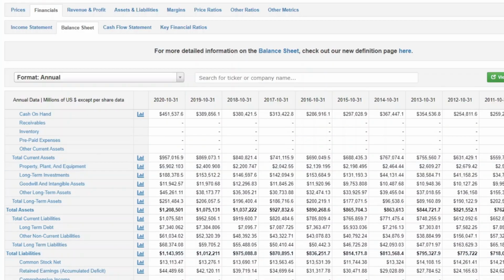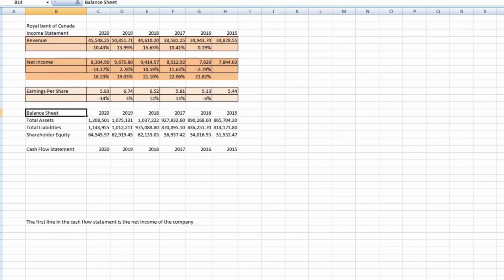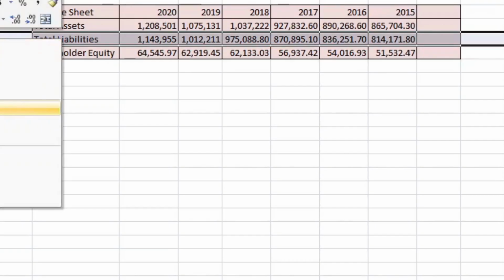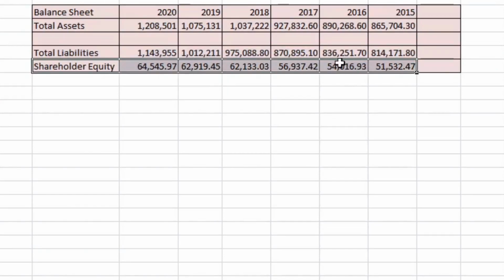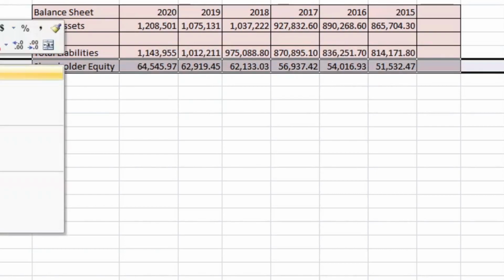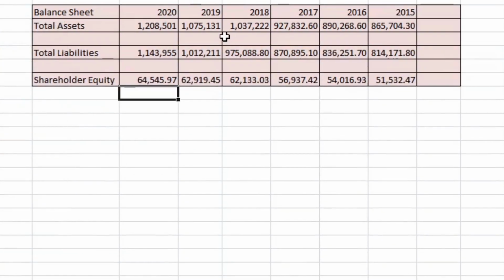There are three major figures that we have to understand in the balance sheet: the total assets of the company, the total liabilities of the company, and of course the shareholder equity. These are the three major factors that you have to look for in a balance sheet. So let's do the horizontal analysis of the balance sheet again. Let us do the current year minus the prior year over the prior year.